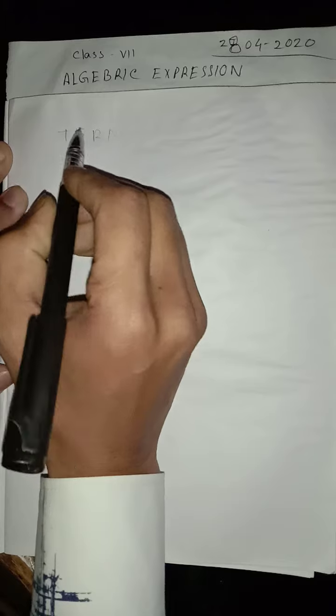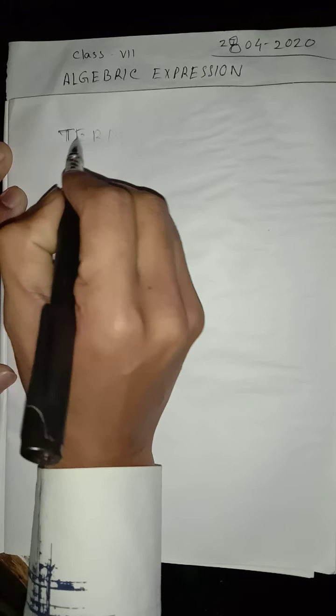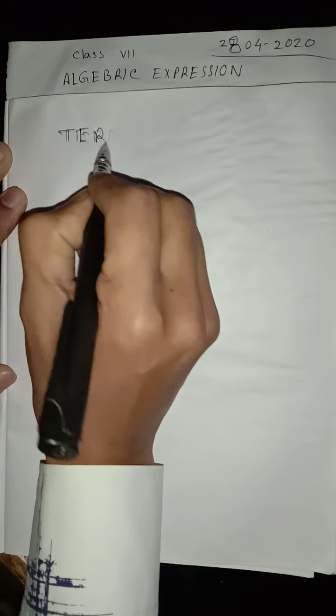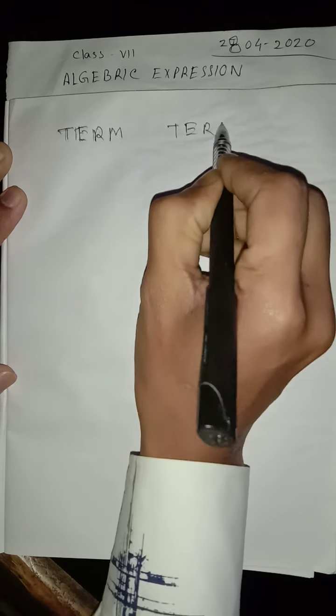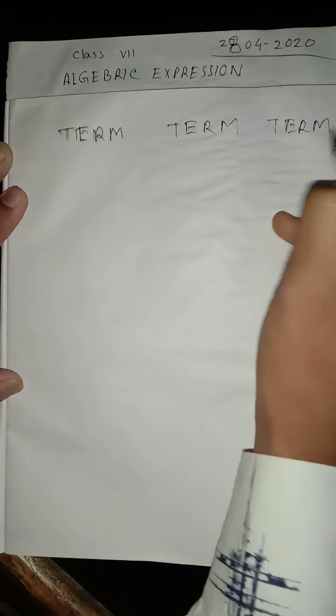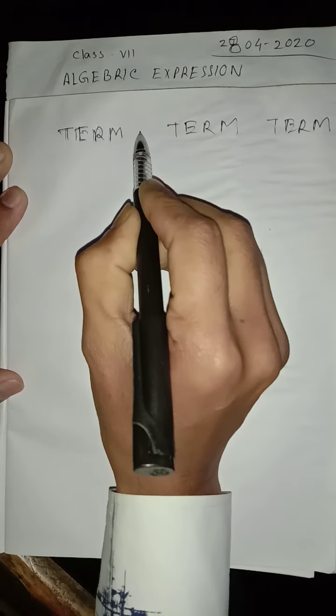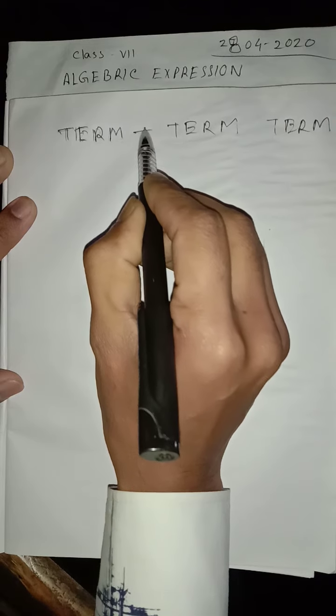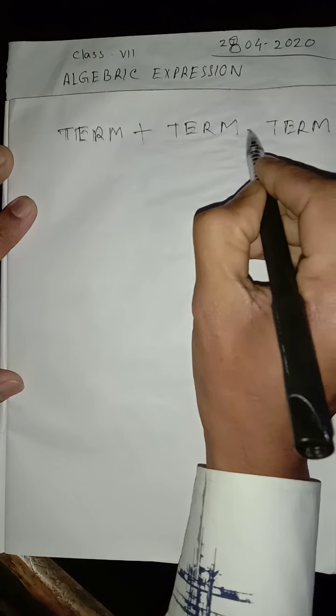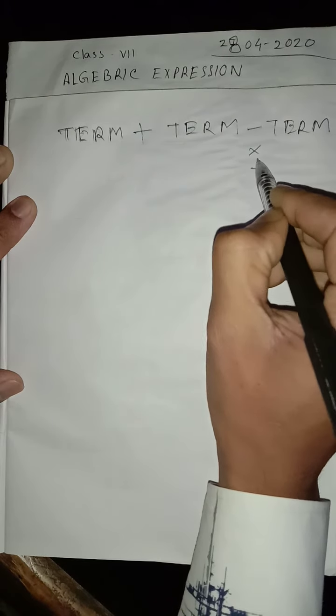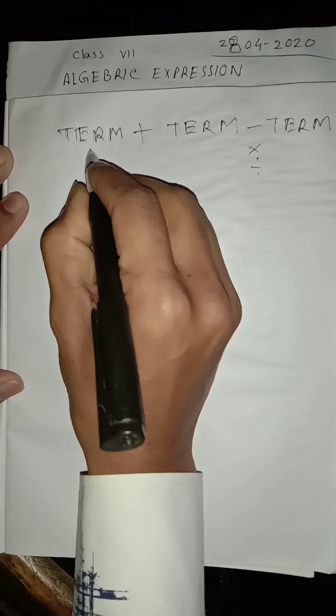Students, now I am going to discuss something more about algebraic expressions. An algebraic expression contains some terms: a term, another term, another term. There may be so many terms. In between the terms there may be some operations, maybe plus, maybe minus, maybe multiplication, maybe division, etc. Now, what is a term?